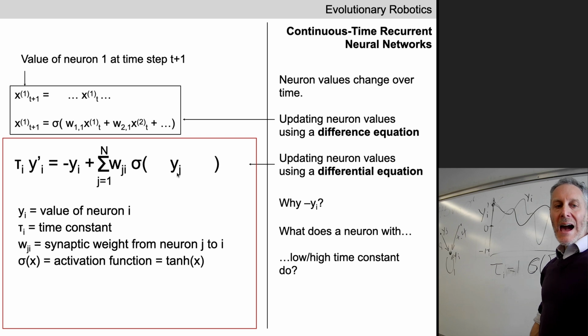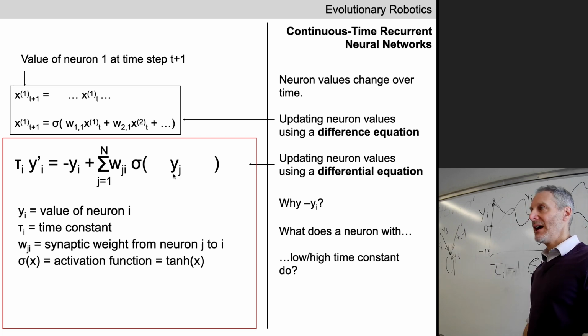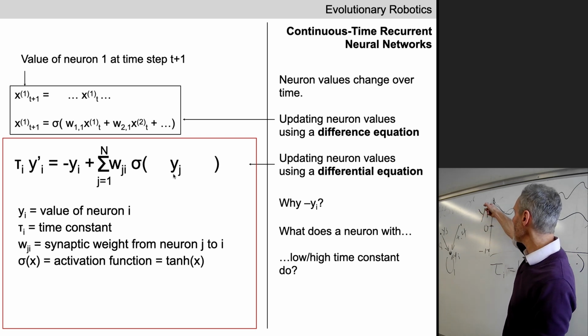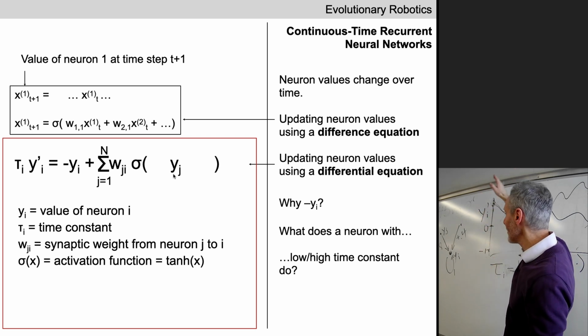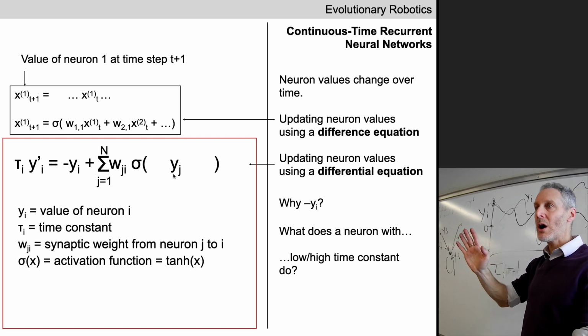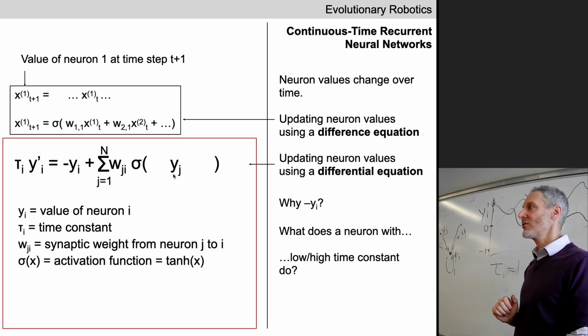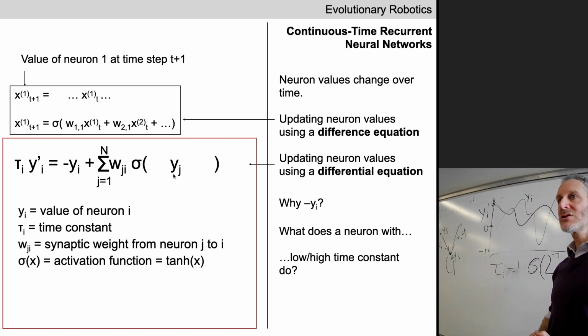This means that the actual values, the y sub i, the y sub j, the y sub k, the actual value of the neuron at any given time step, it's free to take any value it wants. We're not squashing it until we read it out. So far, so good? Okay.